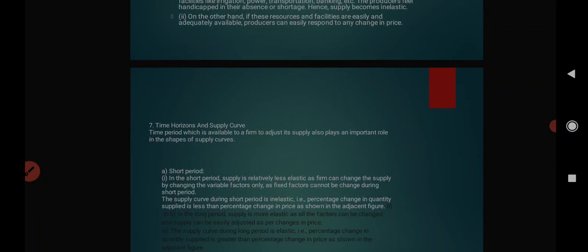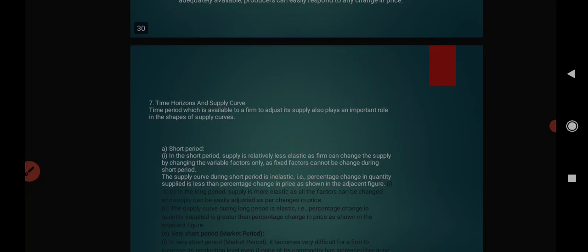Time horizon and supply curve. The time period which is available to a firm to adjust its supply also plays an important role in the shape of a supply curve. Short period. In the short period, supply is relatively less elastic, as a firm can change the supply by changing the variable factors only, as fixed factors cannot be changed during the short period. The supply curve during short period is inelastic, that is, percentage change in supply is less than the percentage change in quantity supplied.